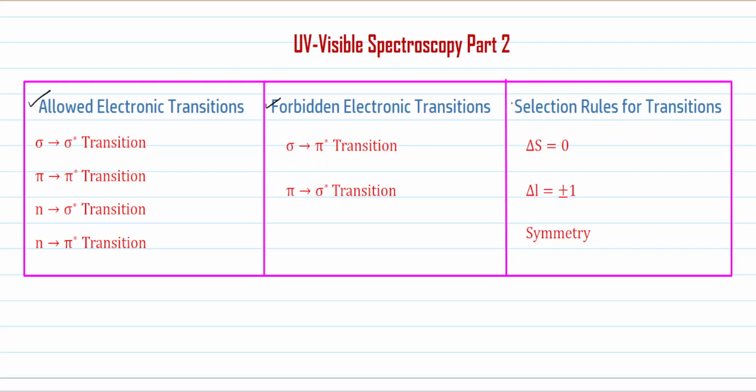And the third point that we are going to discuss here is the selection rule for transition: delta S is equal to 0, delta L is equal to plus or minus 1, and symmetry. On the basis of the selection rule, we can decide whether the electronic transition is allowed or forbidden. So these points we will discuss in this video. So let's start with the electronic transitions and their types.